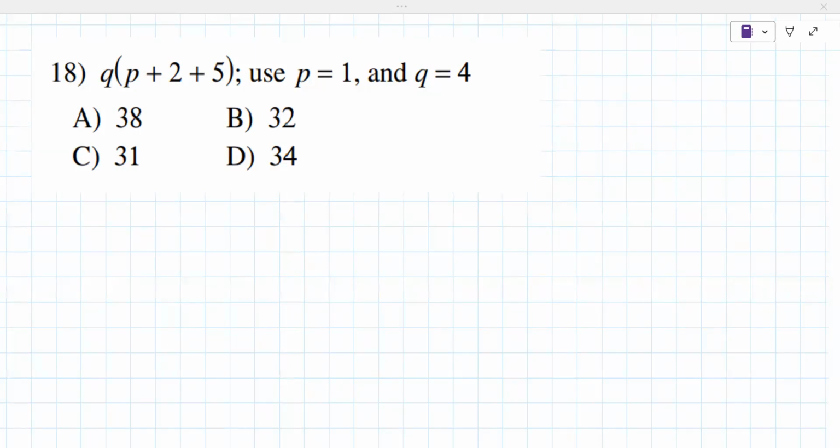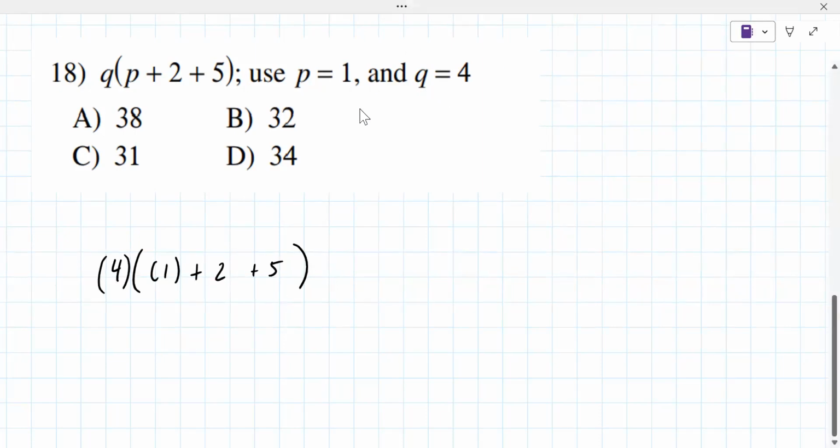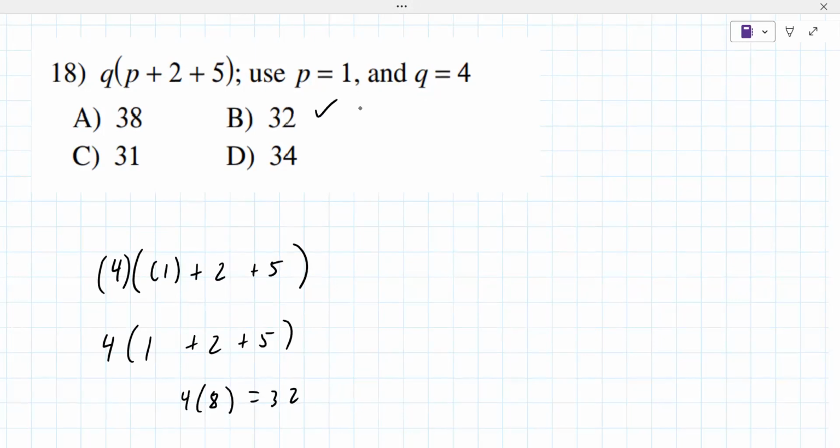Is it B? Let's take a look here. When you substitute for variables, it's good to substitute them in parentheses. It's more important when they actually are negative. Because neither P nor Q are negative, it really doesn't matter here. So it's really 4 times 1 plus 2 plus 5. So that's 4 times 8, which is 32. Yes, that is letter B. Good.